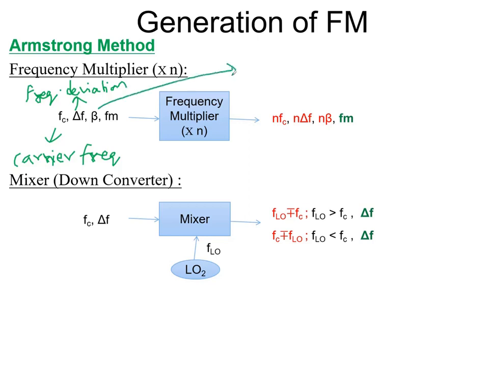Beta is the modulation index for the case of frequency modulation, or the depth of modulation. Fm is the message frequency.